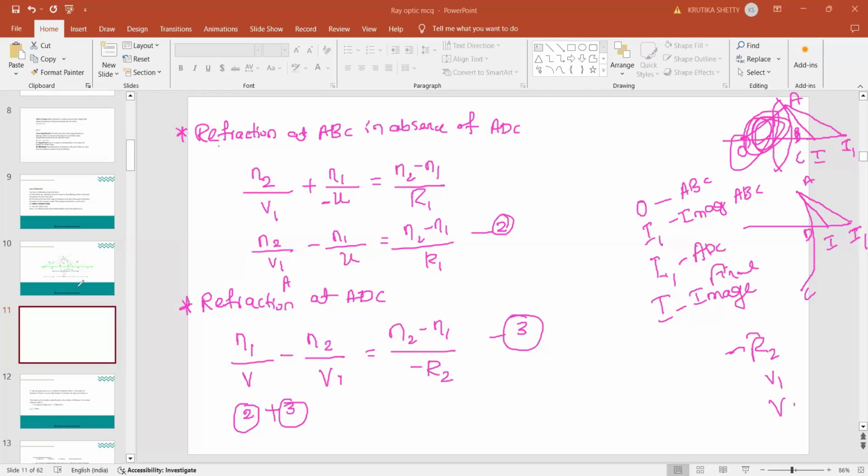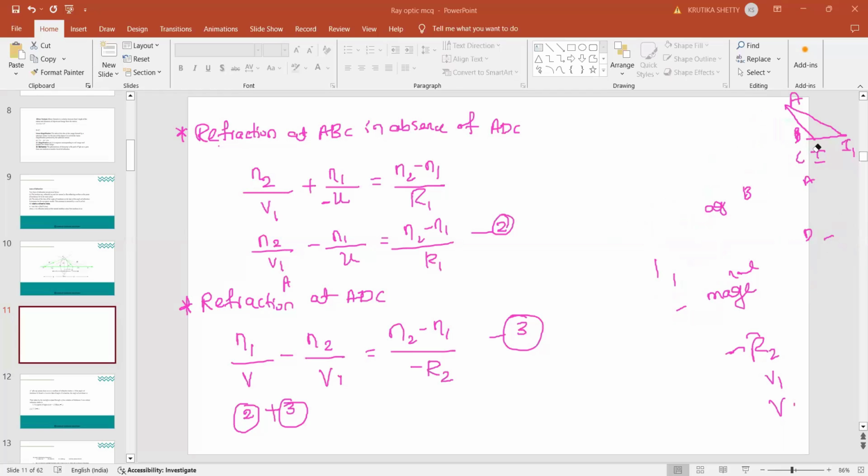So after doing equation 2 and 3 addition, see what steps you are getting. Till equation 3, if any doubt is there, please ask. Yes, 2 plus 3. So see now, equation 2 is what?